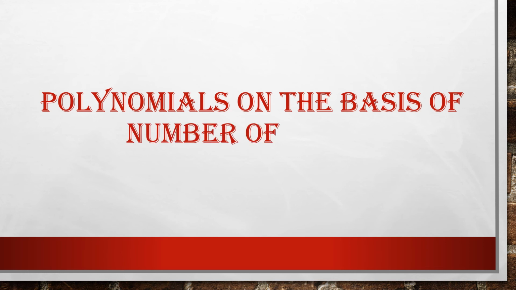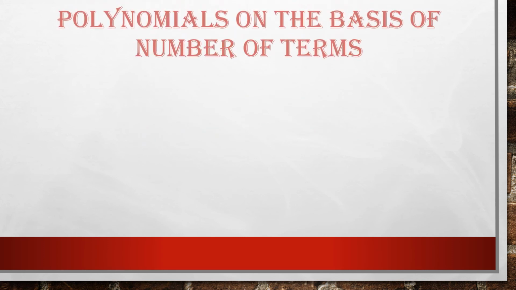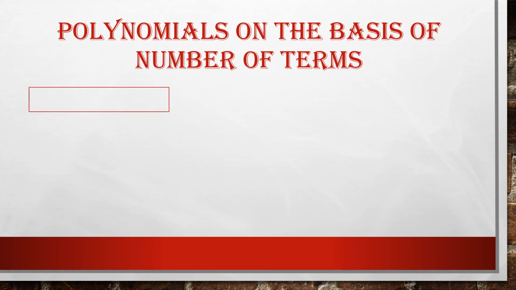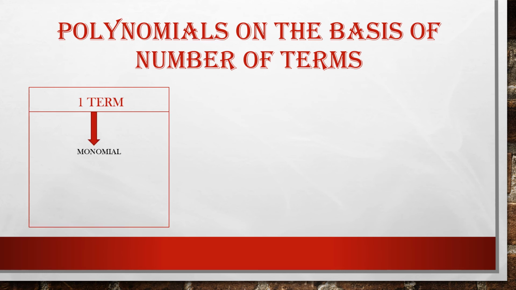Polynomials on the basis of number of terms. अभी हमने polynomials के बारे में पढ़ा on the basis of the degree. Now we will learn the polynomials on the basis of number of terms. जितने terms है उसके हिसाब से अब हम लोग उसकी naming करें. Polynomials on the basis of number of terms. One term है, we call it as monomial. M-O-N-O. Mono means one. One term means monomial.